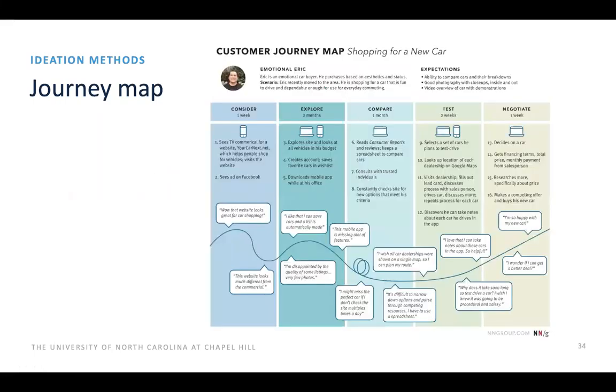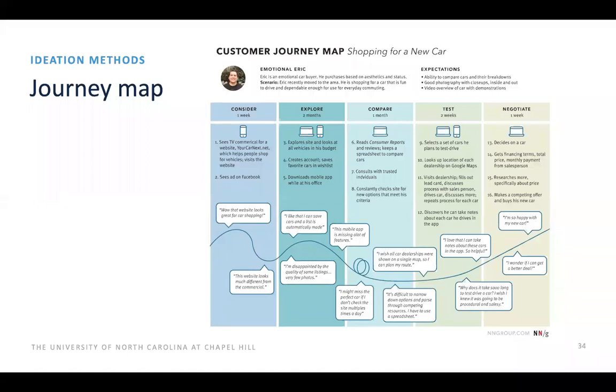On this next page, I've included a customer journey map that maps the experience of shopping for a new car. So this is something that people do, and it is not usually seen as an enjoyable process. And this team has put together their 5 phases where a customer considers the purchase, they explore, they compare options, they test, and then they negotiate. And so they even have time markers built in. And within each of those steps or phases, there are smaller steps and phases.